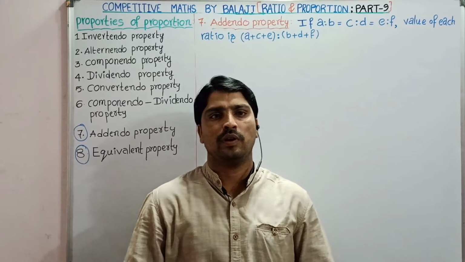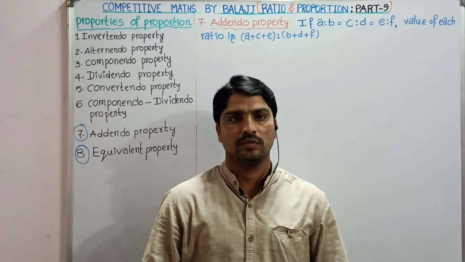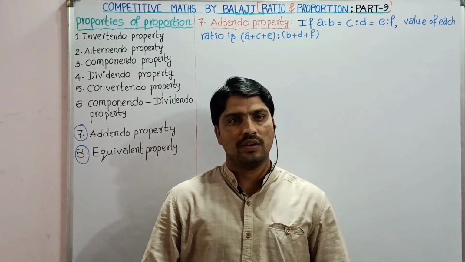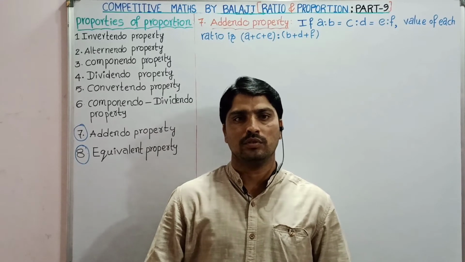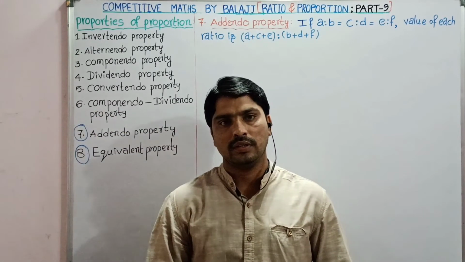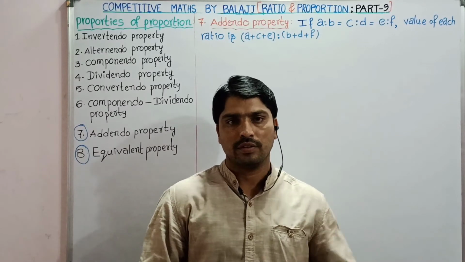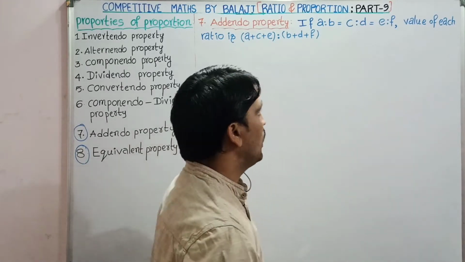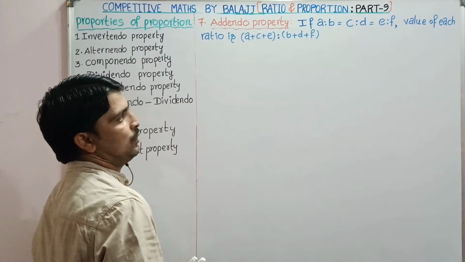Today's class is part 9 of ratio and proportion. In parts 6, 7, 8, we so far discussed properties of ratios up to the 6th property. In this class, we are continuing with the 7th property, that is the addendo property.